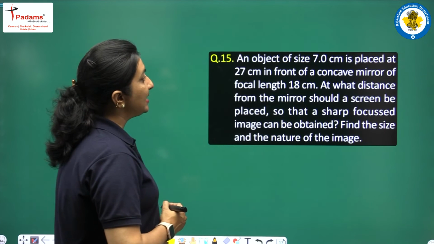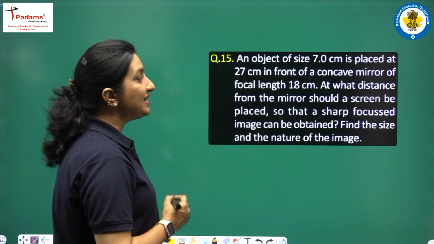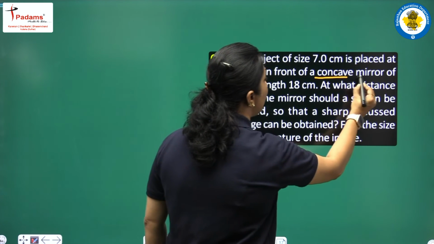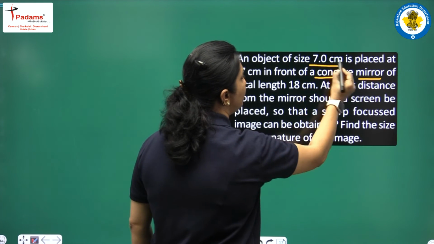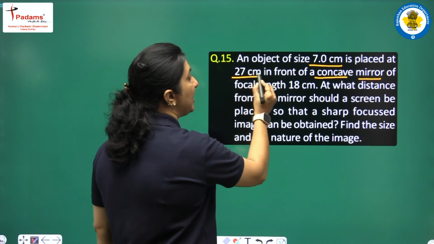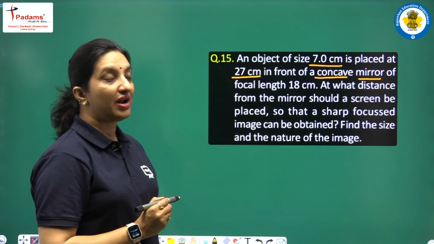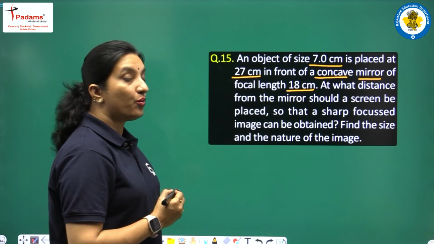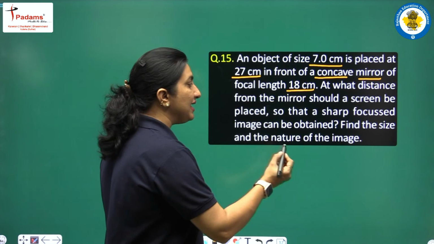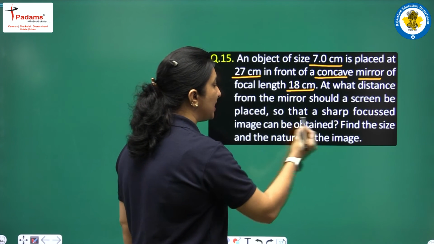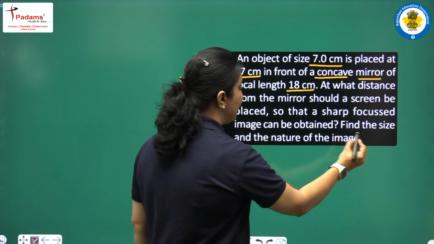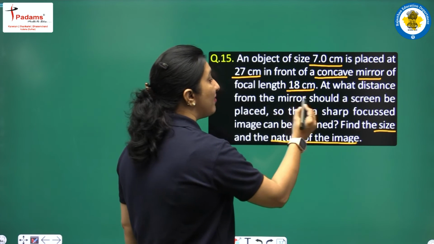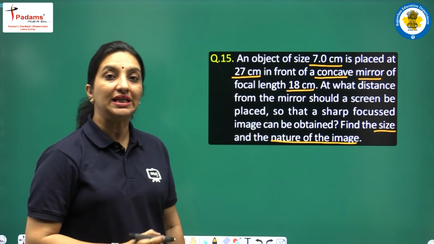Now the next problem is that an object of size 7 centimeters is placed at 27 centimeters in front of a concave mirror. Now here the size of the object is 7 centimeters. It is placed 27 centimeters in front of a concave mirror of focal length 18 centimeters. At what distance from the mirror should a screen be placed so that a sharp focused image can be obtained? Find the size and nature of the image. Now students, they have asked about the position where a screen should be placed.